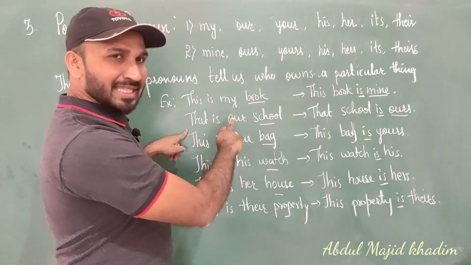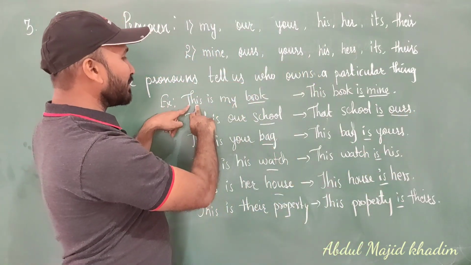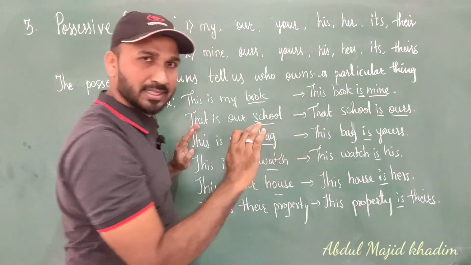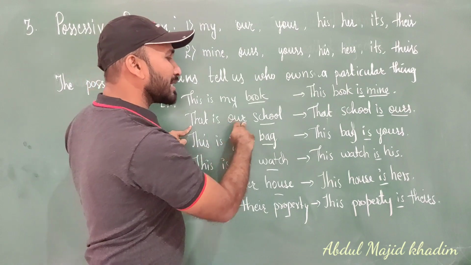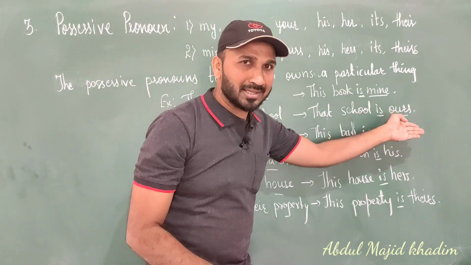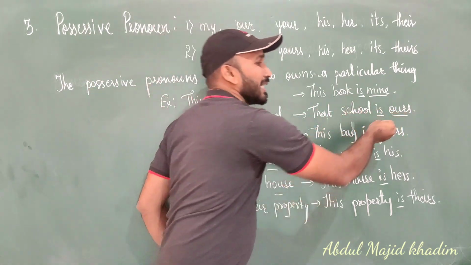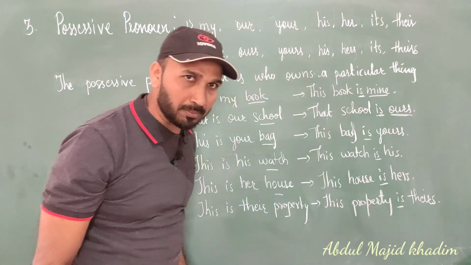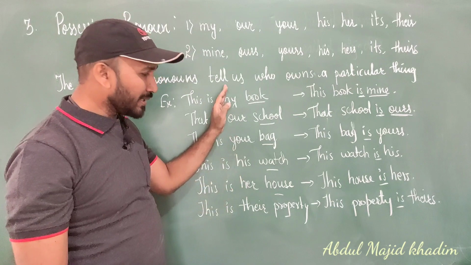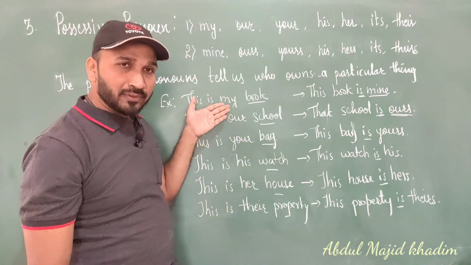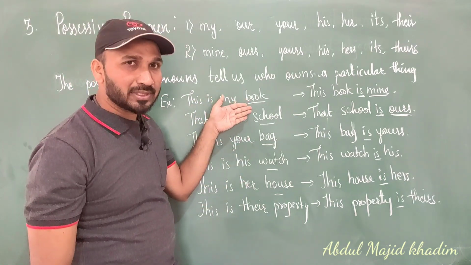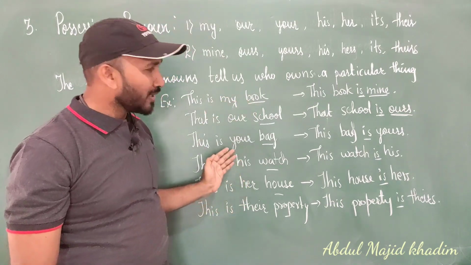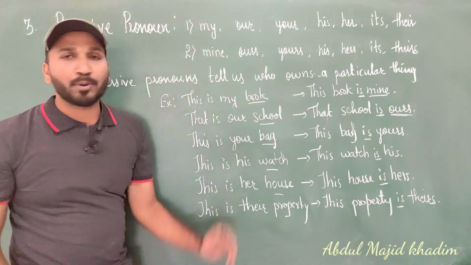Let's see. The meaning is the same. Both sentences have the same meaning. This is my book. This book is mine. Same meaning. That is our school. That school is ours. The same way. But they come at the end of the sentence and are followed by a verb. That is the difference. The first ones are followed by a noun; they have a noun soon after the pronoun. So this is the example for possessive pronouns.